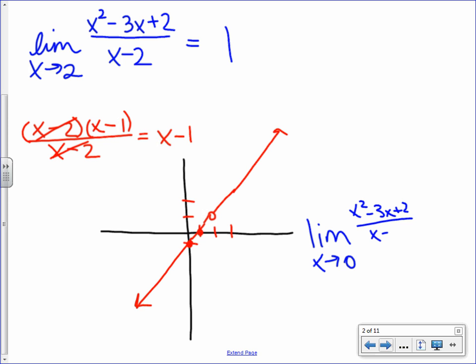Do you want us to figure it out, or can we use the graph? You can use the graph. What y value are we approaching as x approaches 0? Negative 1. Okay, because that's what the coordinate is, right? So we can evaluate limits graphically whether we have a hole there or an actual coordinate. It goes the same way.